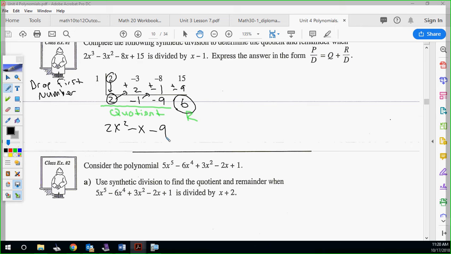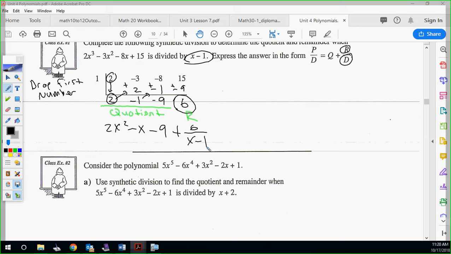Okay, what do we do with the 6? See how this is written? Remainder over divisor. What were we dividing? True, but we don't want to call it 1. We want to call it x minus 1, the actual factor. So it's going to be that, and that's the answer. So here again, quotient, remainder. It's not too bad. What questions do we have?